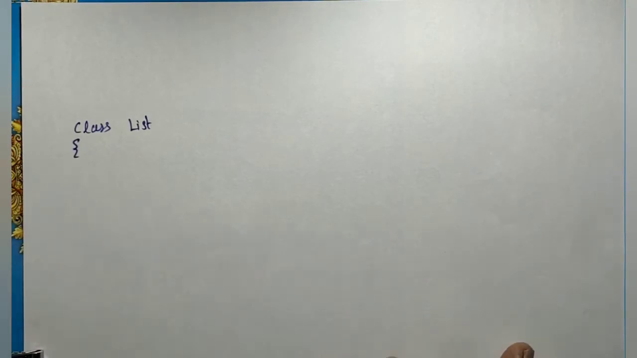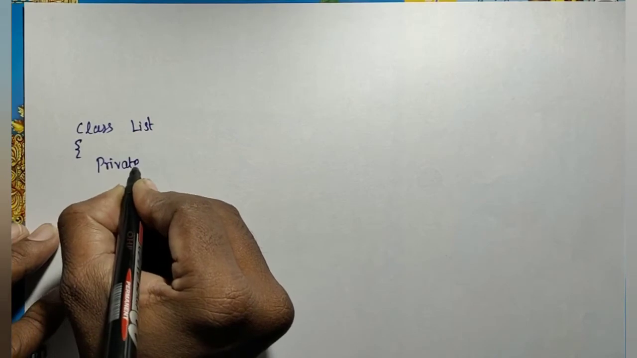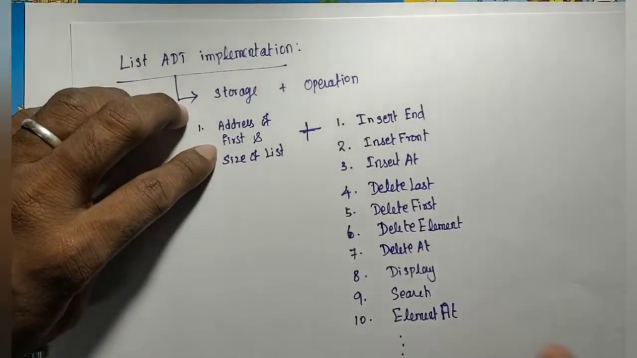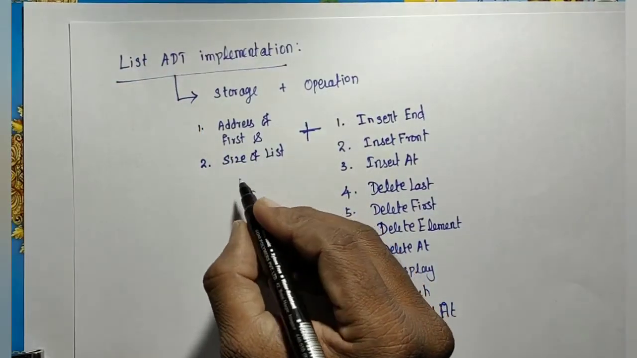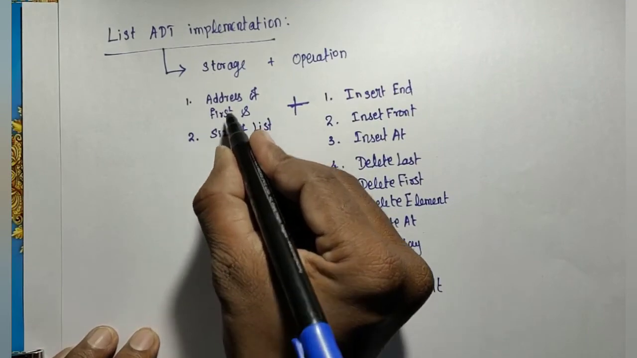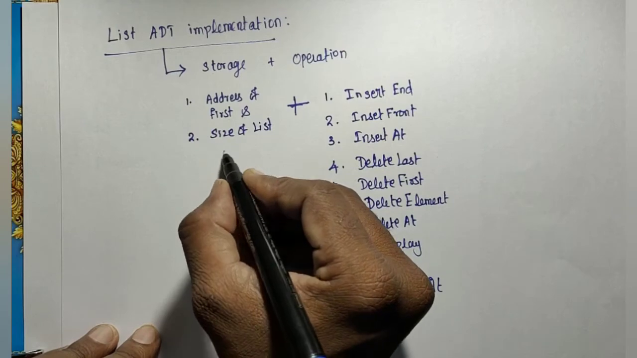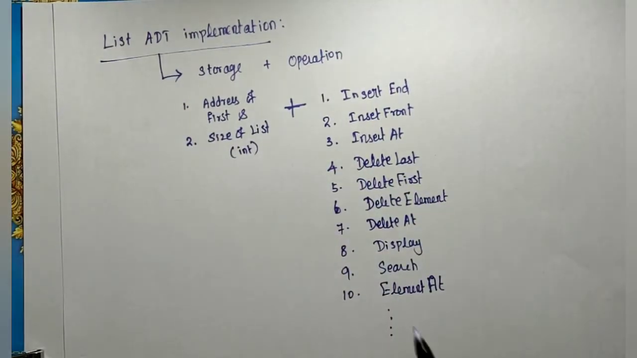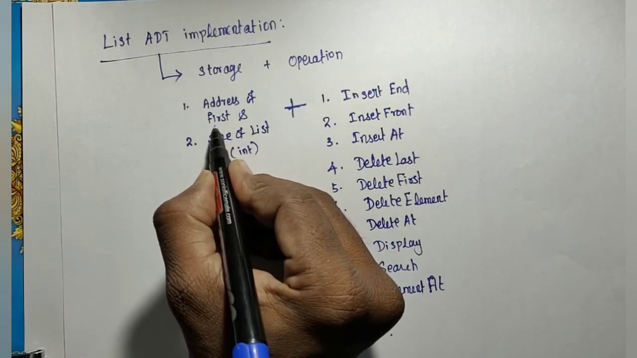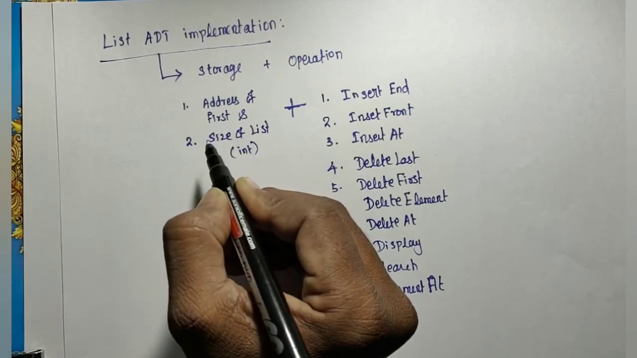Okay, the list. So the storage is private. What have we selected as the storage? The address of the first element, and then the size. Okay, so now we need to identify the type of the storage. Size of the list means the number of elements, so we can fix it as an integer. And then what is the type of the element, the address of the first element?